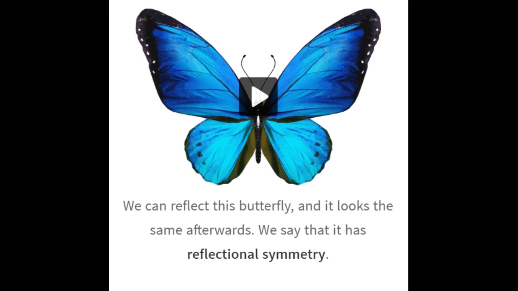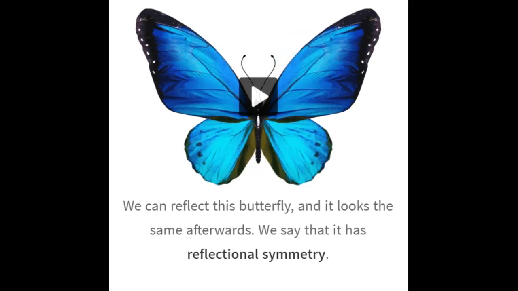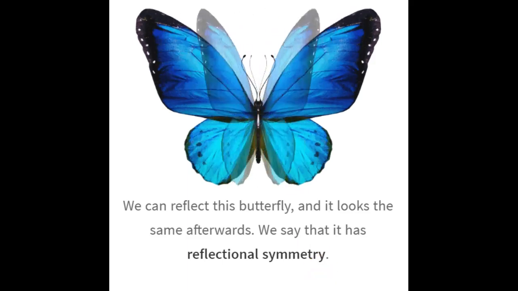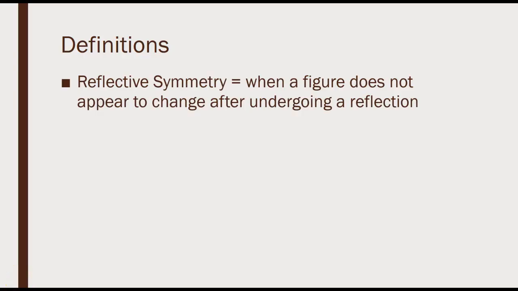So here we have an image of a butterfly, and when we reflect it, it does not appear that anything has changed. Because of that, we say that it has reflectional or reflective symmetry. So the butterfly did not appear to change after we reflected it. It has reflective symmetry. The axis of symmetry is that reflection line, the line that you're folding over.